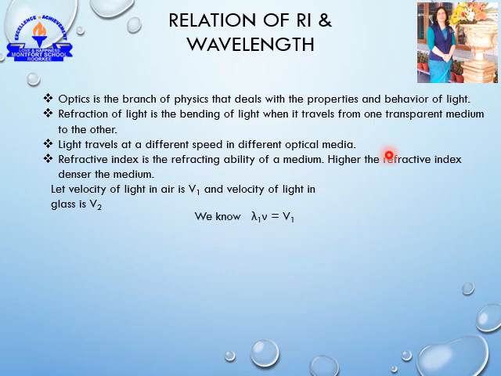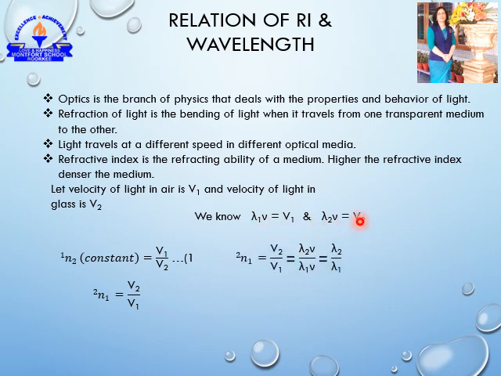Now V1 usually we take velocity of light in air, and V2 we take velocity of light in glass. So you must remember the formula v is equal to nu lambda. So V1 will be equal to nu times lambda 1, where nu is the frequency and lambda 1 is the wavelength. Similarly, V2 is the velocity of light in glass, therefore V2 is equal to nu times lambda 2. Now we know that refractive index is equal to the ratio of the velocity of light in first medium to the velocity of light in second medium, that is V2 upon V1.